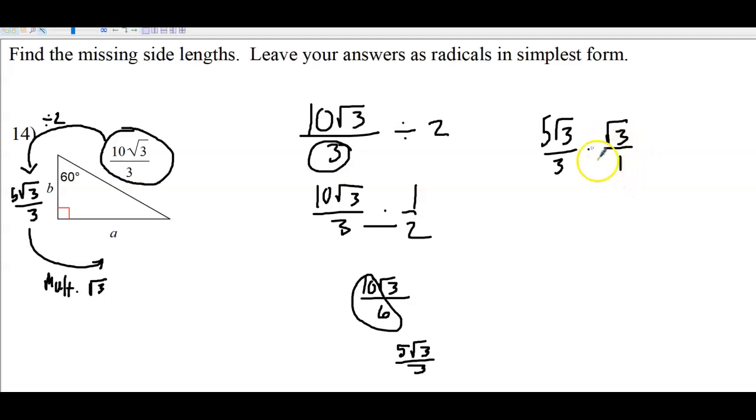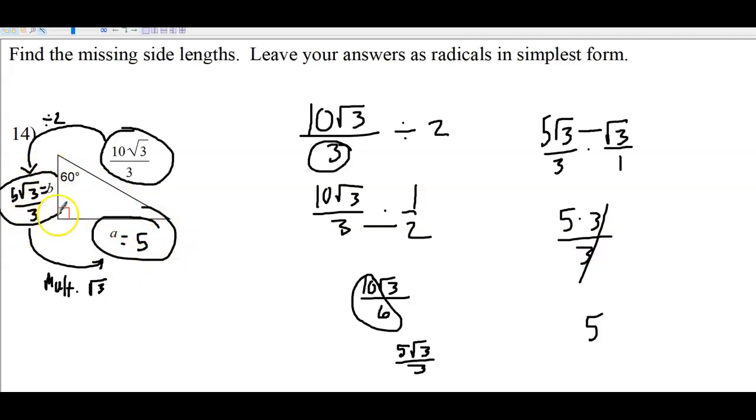Well, think of it as over 1. What's the square root of 3 times the square root of 3? Well, it's just going to be 3. If you want to go the long way, the square root of 3 times the square root of 3 is square root of 9, which is 3. So we end up with 5 times 3 over 3. And the 3's cancel, and we're left with 5. So my long leg in that case would be 5. And there's our final answer.